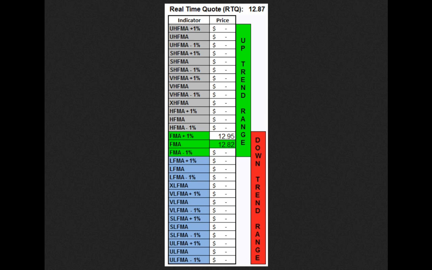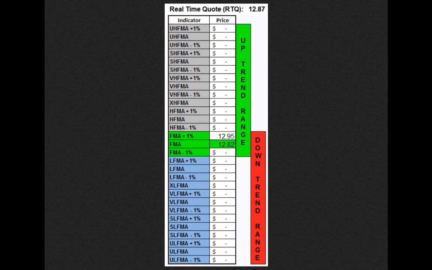FMA stock ratings are the result of a proprietary algorithm created by mathtrader.com. The FMA stock rating algorithm identifies intraday uptrends and downtrends in stock price action, and also identifies intraday overbought and oversold stock prices.